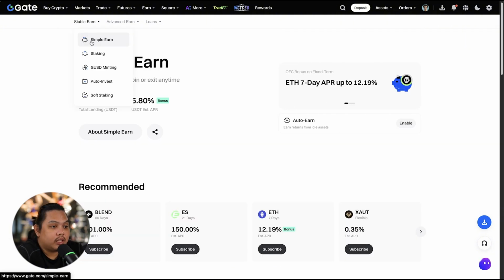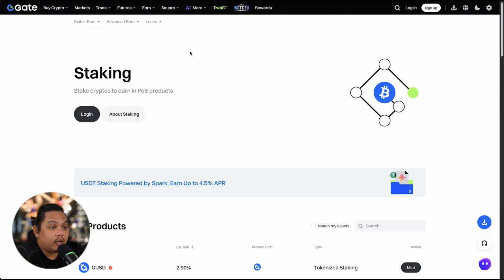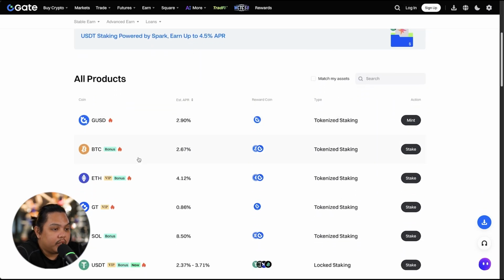Gate also has staking wherein you can stake cryptos to earn proof of stake products like BTC, Ethereum, and here is your estimated APR. You're also going to stake your spot tokens like BTC, ETC, or Ethereum or Solana to earn yields on your idle spot tokens.